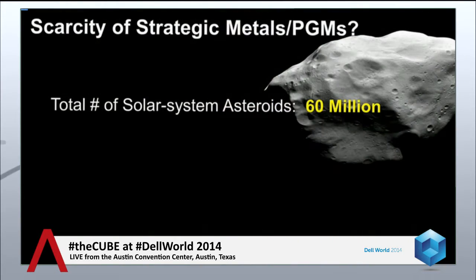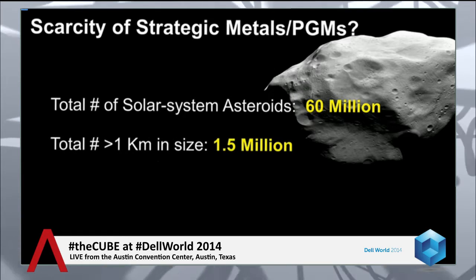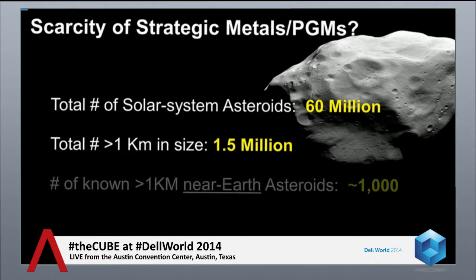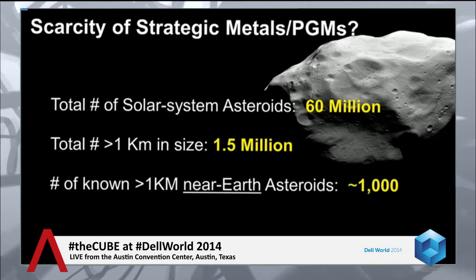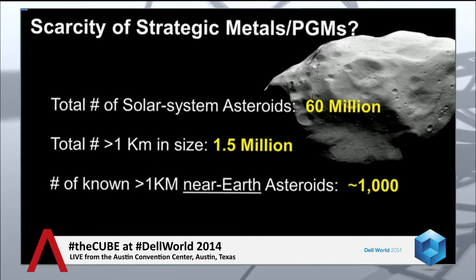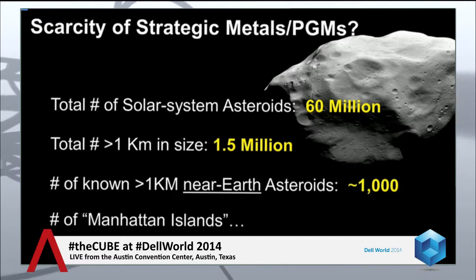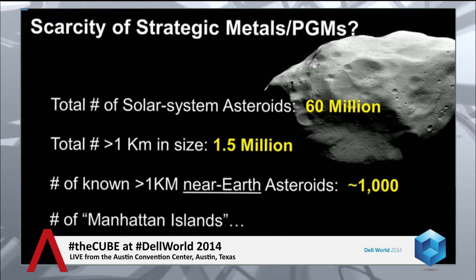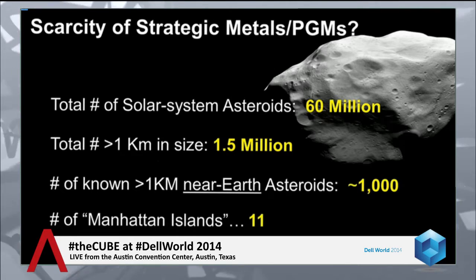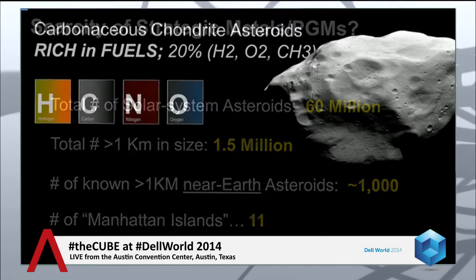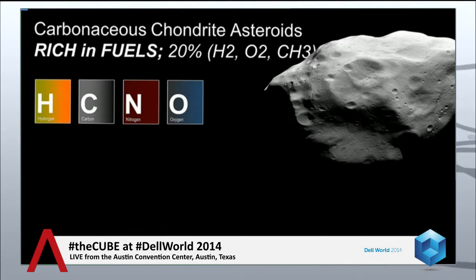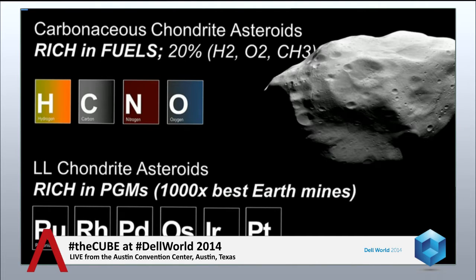Well, it turns out that in our solar system, there's some 60 million asteroids. And of those, about 1.5 million are the size of a kilometer or larger. And of those, 1,000 or so come very close to the Earth. And it really sucks when they hit us. But a lot of them don't. And when you look at it, there's a number of Manhattan Islands, very low-hanging fruit that come close to the Earth, about 11 of these. And these 11 asteroids are extraordinarily valuable in fuels and in platinum group metals.